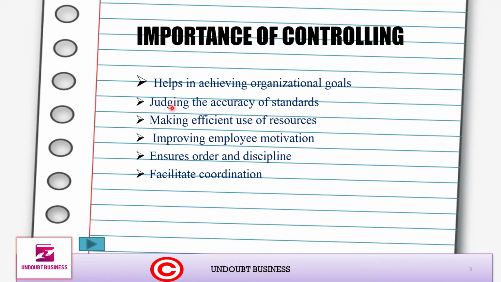Now the next point here is judging the accuracy of standards. See, while doing the planning function, we have set some standards. So how to judge whether these standards are accurate or not? We can judge this by the controlling function. The controlling function ensures that the standards are accurately set. If the standards are accurately set, it is good for the organization so that we can achieve them. So the controlling function will help us to know whether these planned standards that we have set earlier are accurate or not.